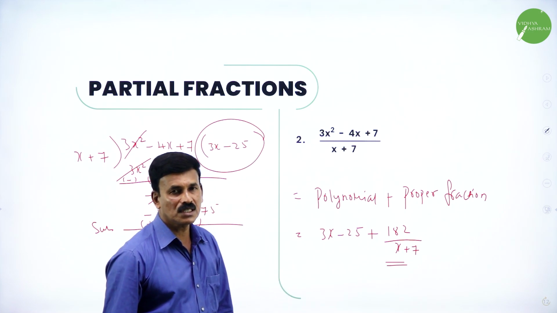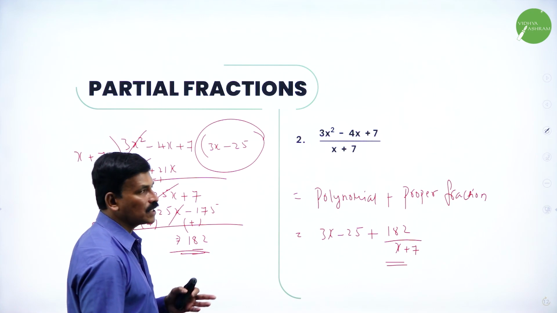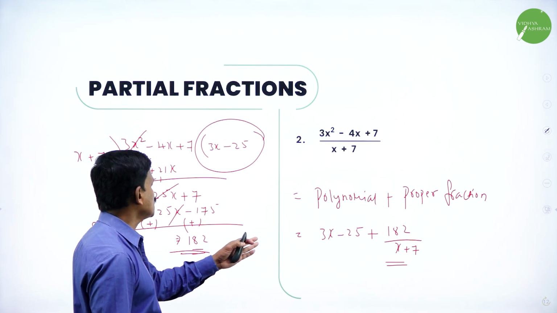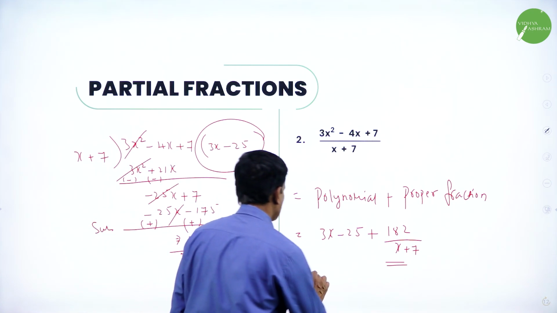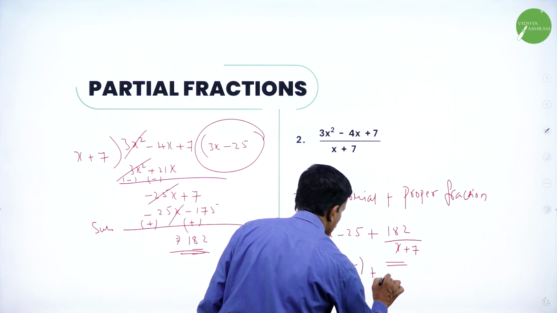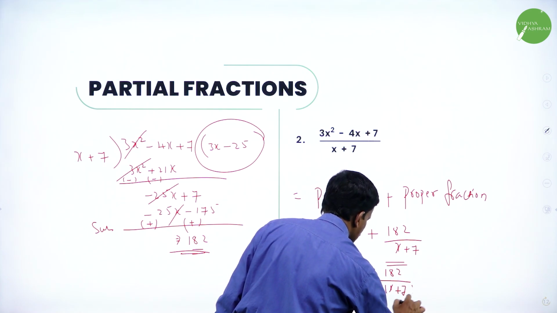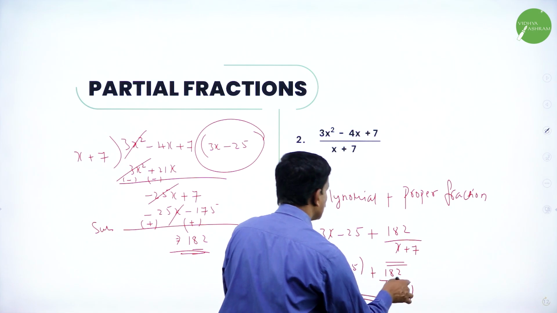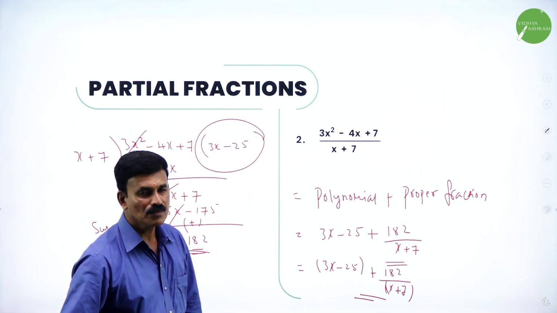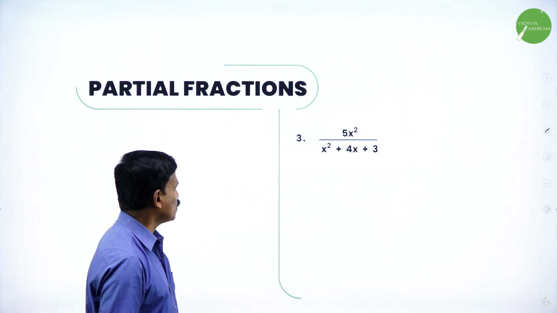So you know the division algorithm. So here, remainder, quotient and the dividend. So 3x minus 25, therefore this can be written as 3x minus 25 plus 182 divided by x plus 7, as the sum of a polynomial and a proper fraction. Now this is very important. Now next, let us move on to the next problem.